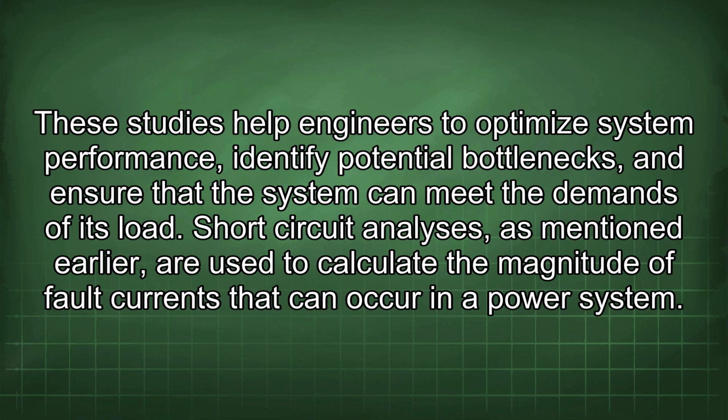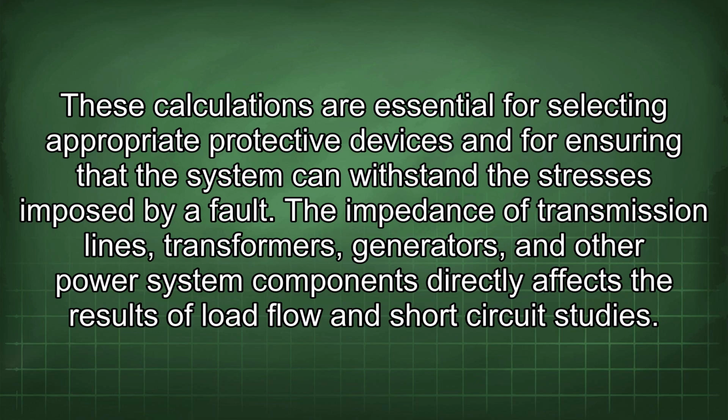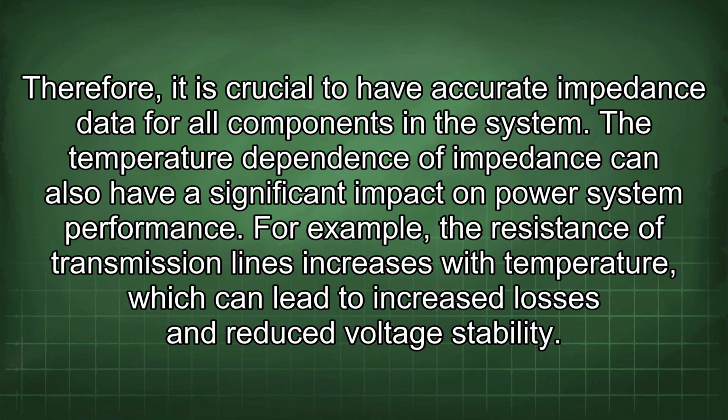Short-circuit analyses, as mentioned earlier, are used to calculate the magnitude of fault currents that can occur in a power system. These calculations are essential for selecting appropriate protective devices and for ensuring that the system can withstand the stresses imposed by a fault. The impedance of transmission lines, transformers, generators, and other power system components directly affects the results of load flow and short-circuit studies. Therefore, it is crucial to have accurate impedance data for all components in the system.